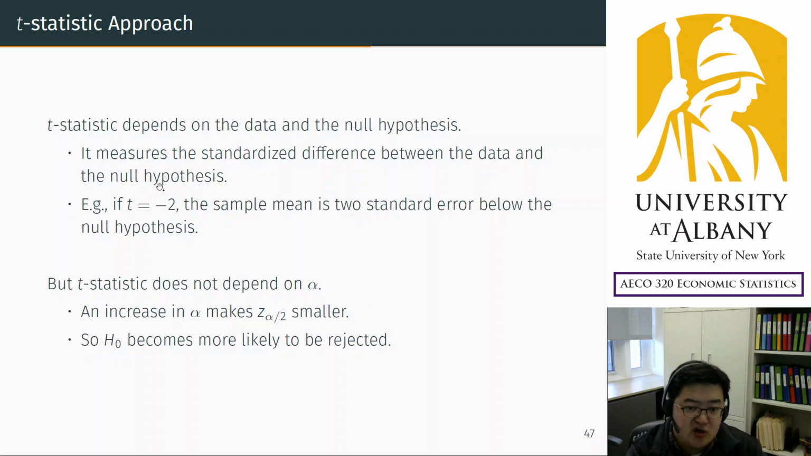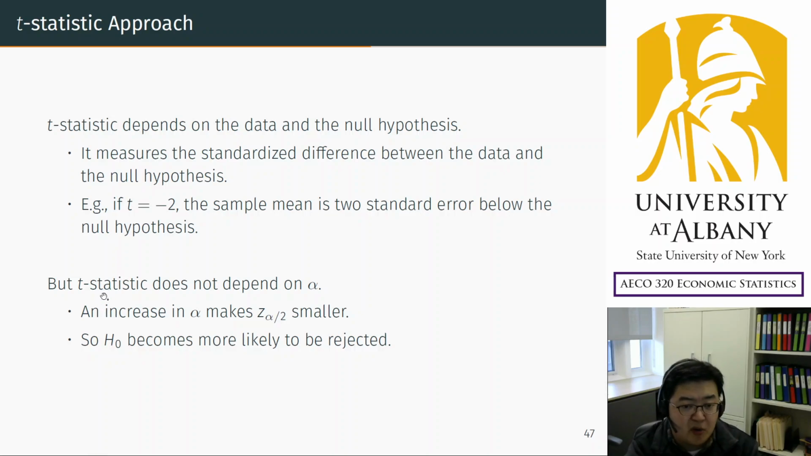So t-statistic is also widely used in that case. For example, you can put this kind of interpretation. If the t-statistic is minus 2, then the observed sample mean is 2 standard errors below your belief. So because of this better possibility of interpretation, t-statistic is widely used in practice.